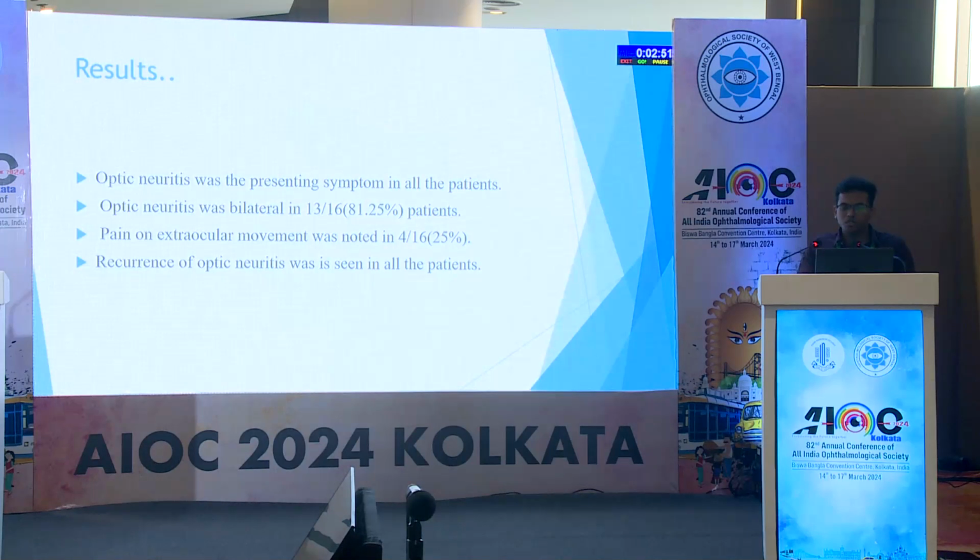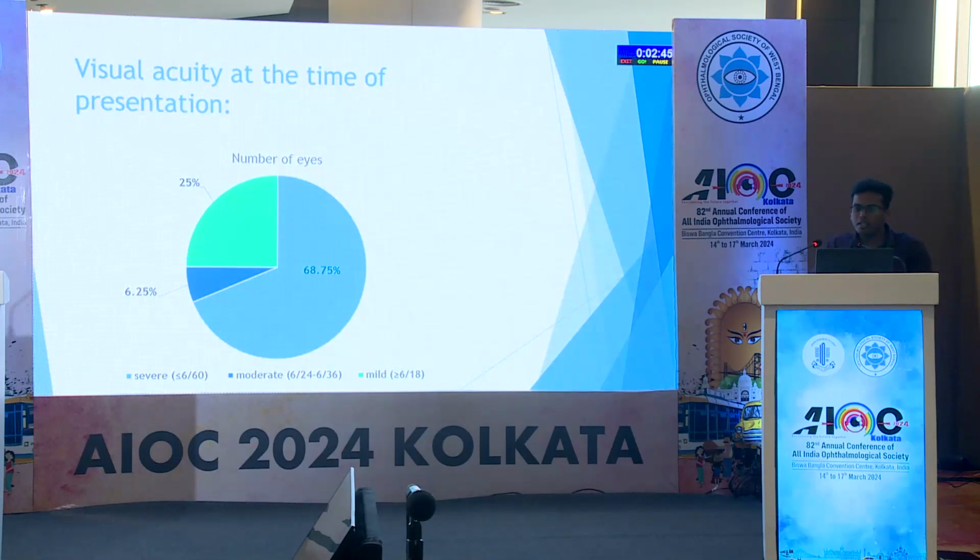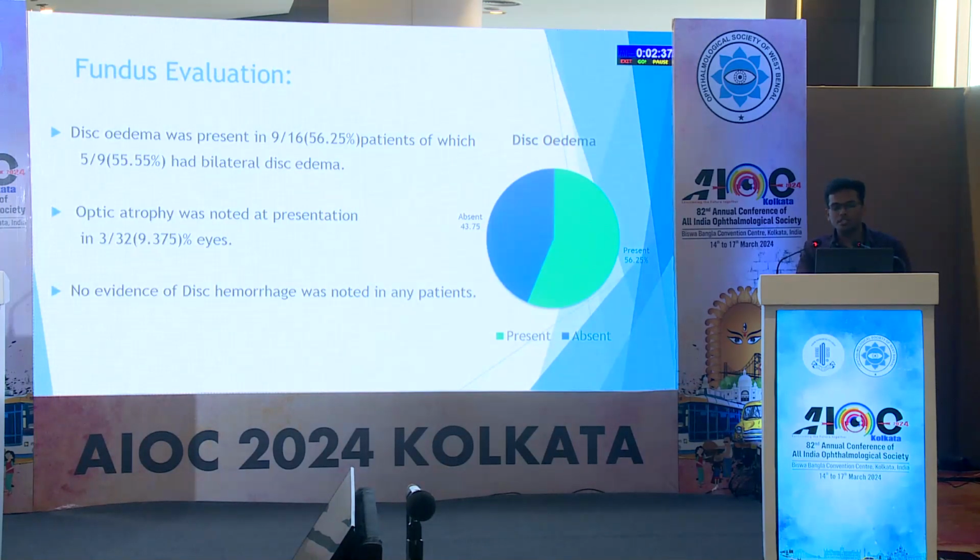Recurrence of optic neuritis was seen in all patients with the maximum recurrence rate of 8 and a median of 2. So visual acuity at the time of presentation was 68% severe vision loss and with 25% having mild. So fundus evaluation showed disc edema, which was present in 9 of the 16 patients, of whom 5 had bilateral disc edema. Optic atrophy at time of presentation was 3 of 32 eyes, and no evidence of disc hemorrhage was noted in any of the patients.